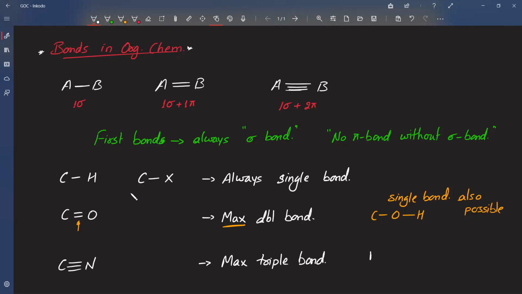Nitrogen can form double bonds also, and single bonds as well. It can form single bonds, it can form double bonds, but maximum, it can form only a triple bond.